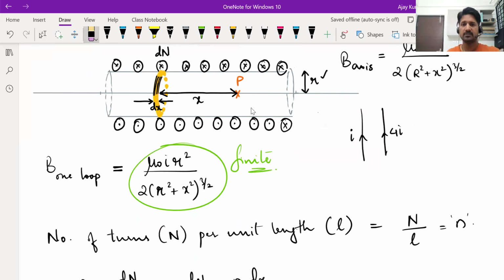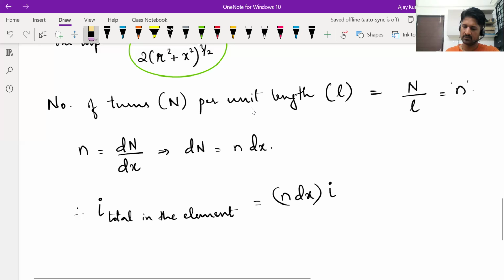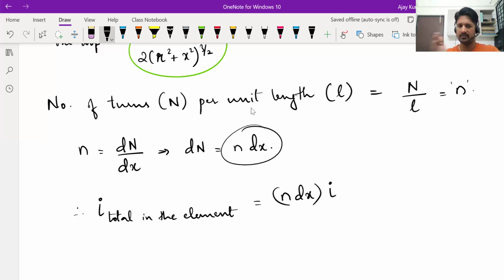So we are trying to express this same field in terms of dx. Because x is a variable, we are trying to bring in dx. Now dx is the width of that loop. Now we know how many loops there are in the total length. So in that length dx, how many loops are there, we are deriving. So it becomes small n into dx. Small n is the number of loops per unit length. Multiply that with the length dx, you'll get the number of loops in it. Multiply with current, you'll get the total current in that yellow element now.